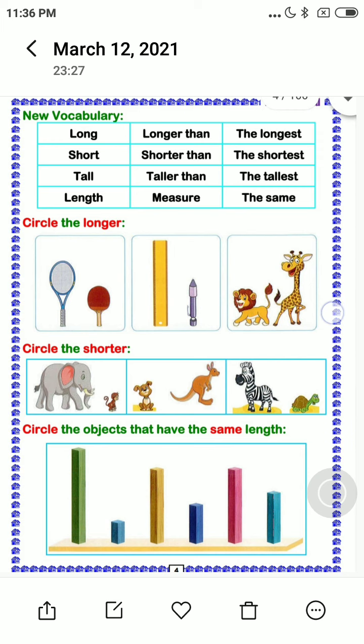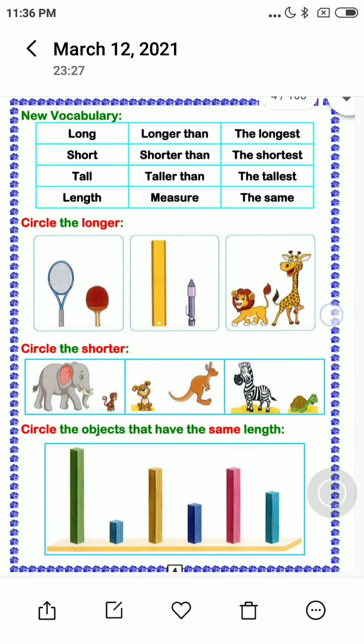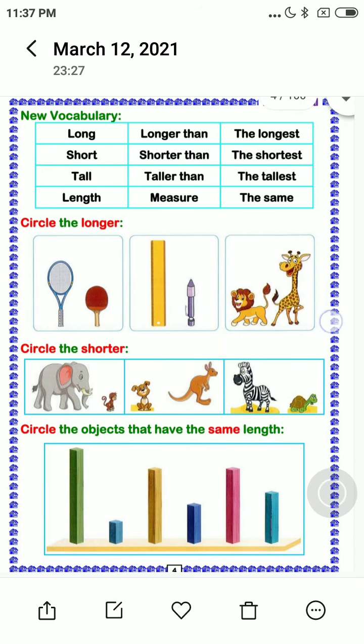Okay, question number three. Circle the objects that have the same length. He wants me to put a circle around the objects whose lengths are equal to each other. Well, how many columns do I have? How many columns are in the picture? How many columns do I have in this picture, kids? Let's count. 1 2 3 4 5 6.